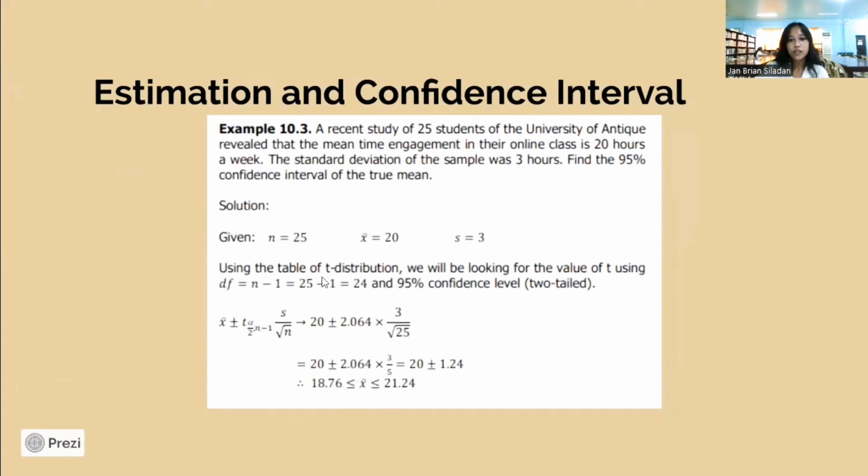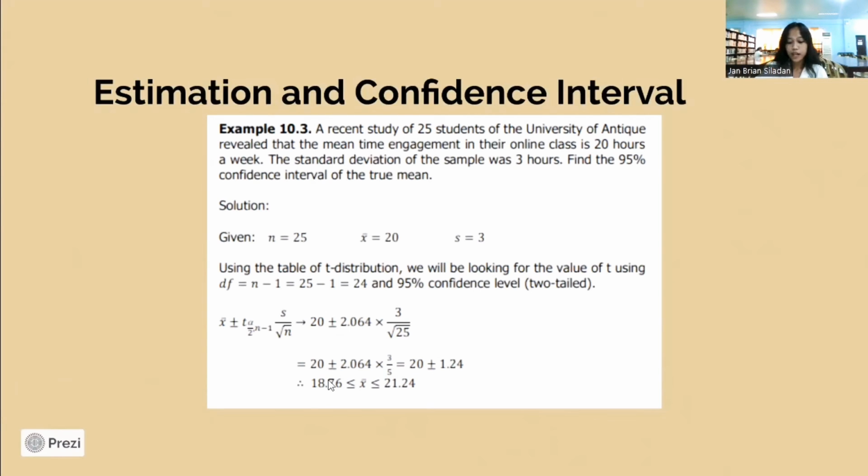Using the table of t distribution, we were looking for the value of t using df equals n minus 1 equals 25 minus 1 equals 24, and the 95% confidence level is two-tailed. So the formula is mean plus minus t alpha over 2, n minus 1, times standard deviation over square root of n, where 20 plus minus 2.064 times 3 over square root of 25 equals 20 plus minus 2.064 times 3 over 5 equals 20 plus minus 1.24.